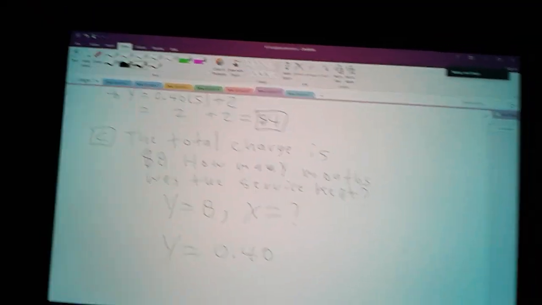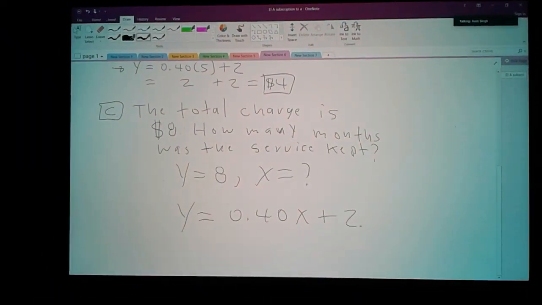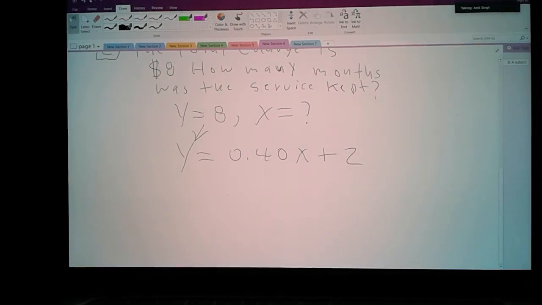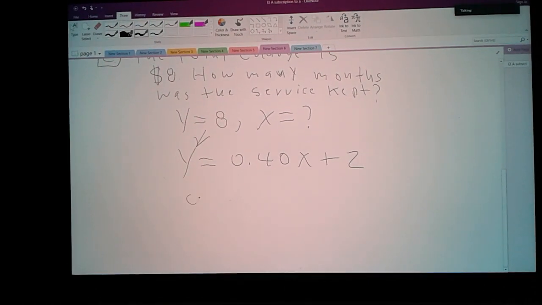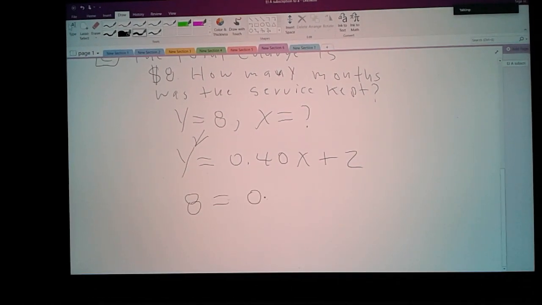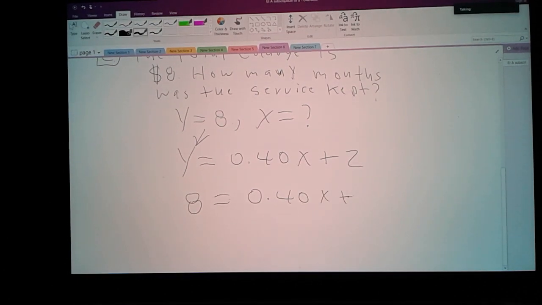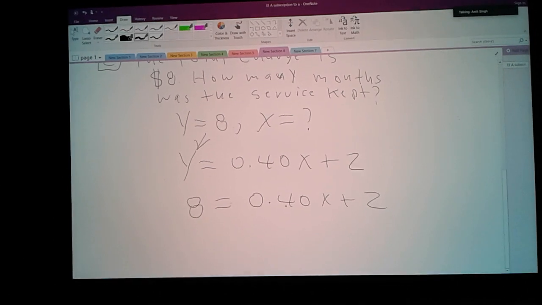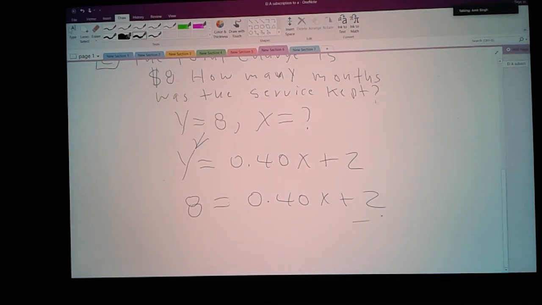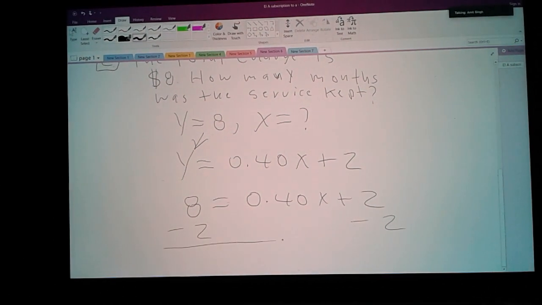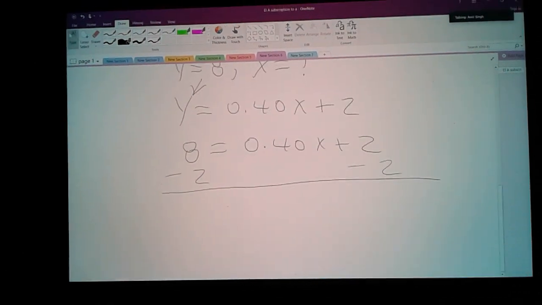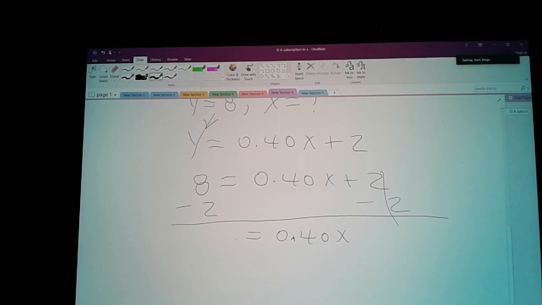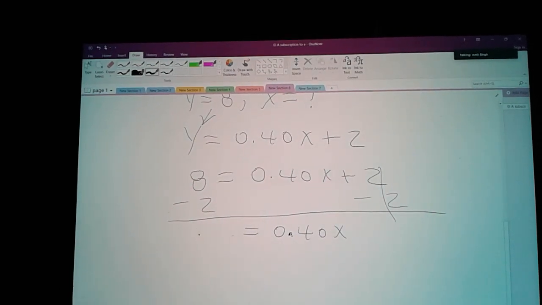So we have our equation, 0.40x plus 2 equals Y. You just have to plug in 8 and solve for X. So just algebra, that's a two-step equation. So I'm going to subtract 2 from both sides. So that 2 minus 2 goes away, leaving me with 0.40x on this side. And then 8 minus 2 on the left is 6.